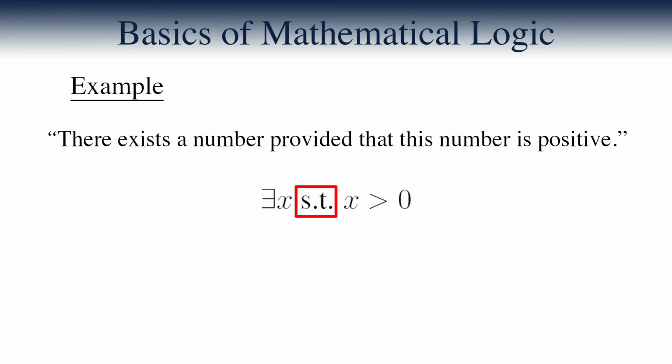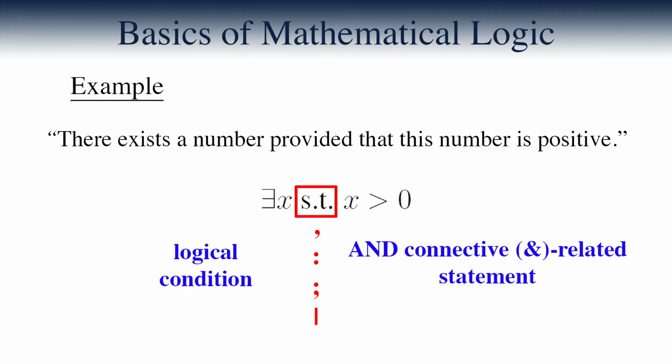There are some other conventional notations to use as well. We may replace such that with a comma, or a colon, or a semicolon, or even with a vertical bar as you can see here. They all mean the same, which is the appearance of a logical condition, or an unconnective related statement.